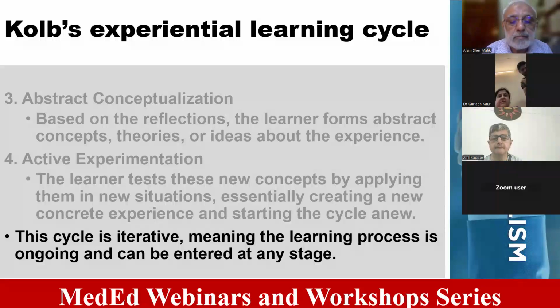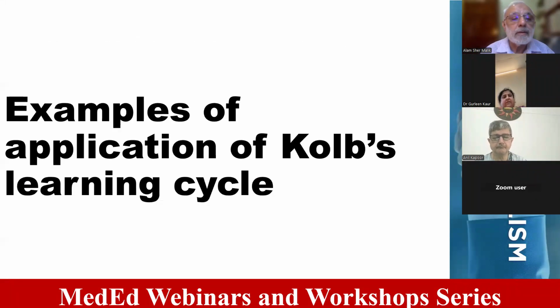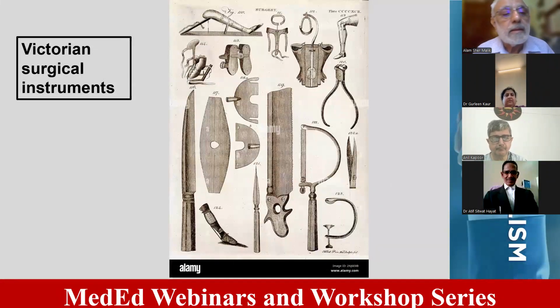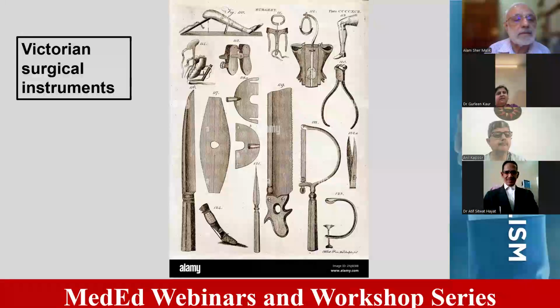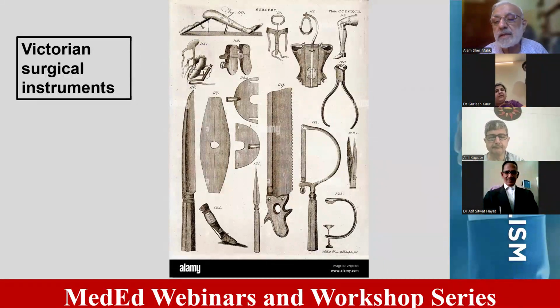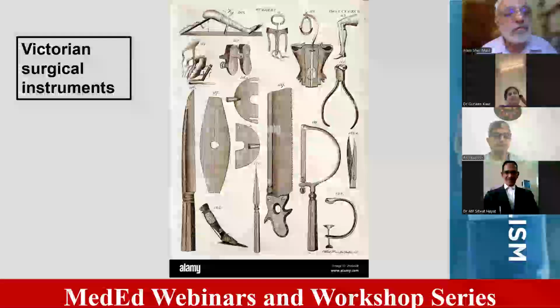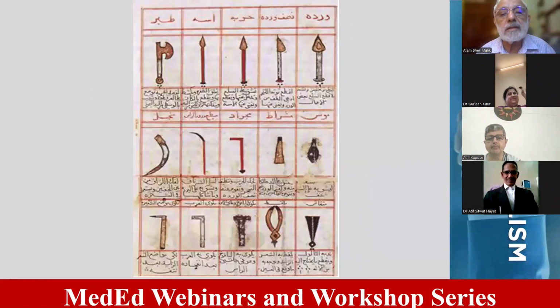This cycle is iterative, meaning the learning process is ongoing and can be entered at any stage. To further elaborate this point, here are a few examples of application of Kolb's learning cycle. Let's look at these surgical instruments at the Victorian time. And now we look at the present surgical instruments, and we can see the evolution, the vast difference which has taken place over time, and that is learning from the experience and modifying these surgical instruments. Similarly, these are some more instruments used by Arabians and the Muslim surgeons.